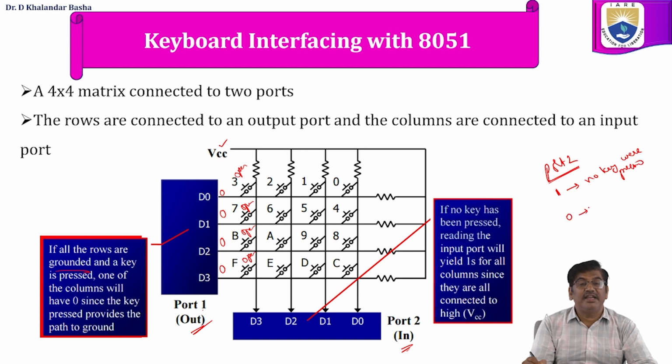If it is reading as 0, it indicates some key is pressed. So this is the logic behind keypad interfacing. If no key has been pressed, reading the input port will be equal to 1 for all the columns, since they are connected to VCC, which is active.